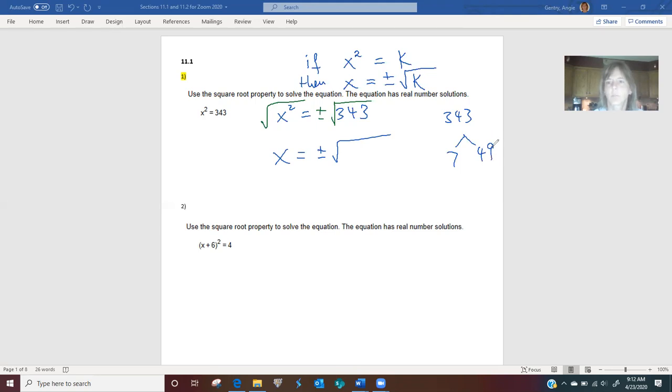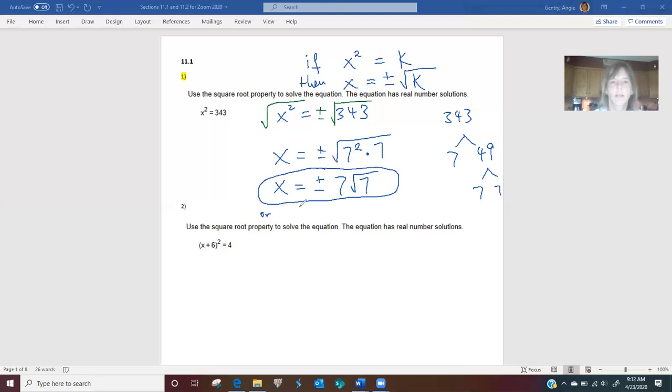This one is 7 cubed, I guess. So if I'm correct, 7 times 7 times 7. We need an exponent that matches our index. So 7 squared is 49, and 49 times 7 is 343. And then what comes out is plus or minus, the 7, and then the square root of 7, and that would be your answer.